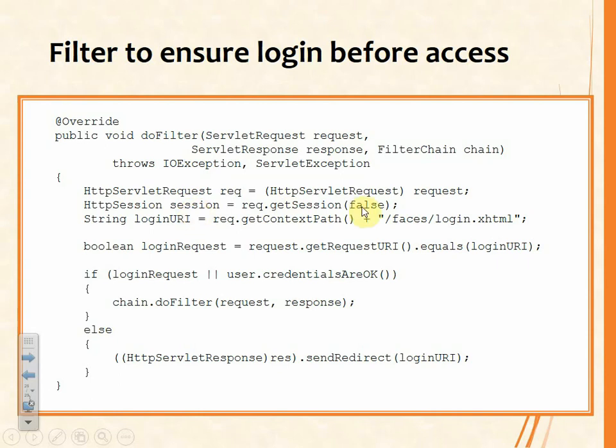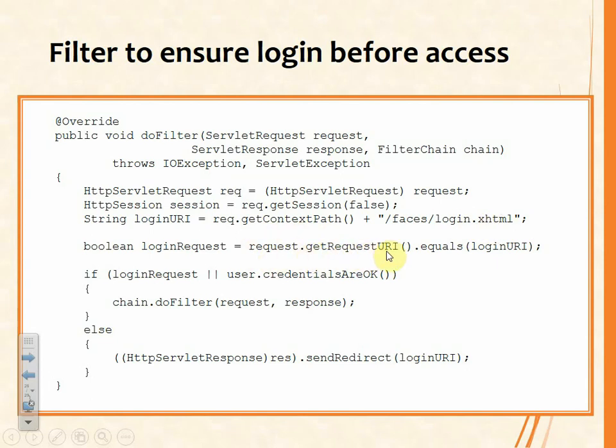The false here means that if the session doesn't exist, do not create a new one. If you leave it as true, it will create a session object if one does not exist. Well, you don't want to do that. We're setting up the login URI as a string, which is going to be the request's context path plus faces/login.xhtml. In other words, I've now got a URL for the login page if I want to send the user there.